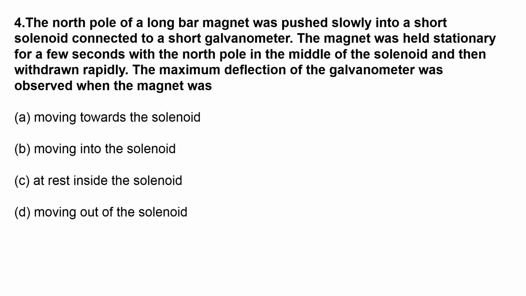So here the answer is option D, moving out of the solenoid. Because in this question the bar magnet is withdrawn rapidly from the solenoid, and when it is withdrawn rapidly you get a greater change in flux, so you get a greater induced EMF, or you can say there is a maximum deflection in the galvanometer. So the answer is option D, moving out of the solenoid.